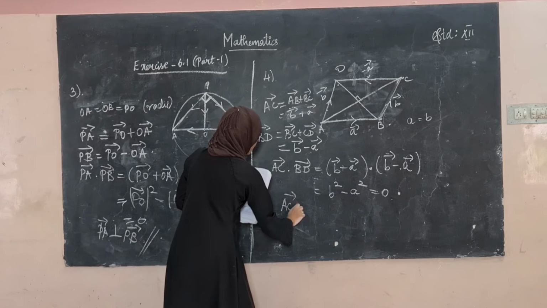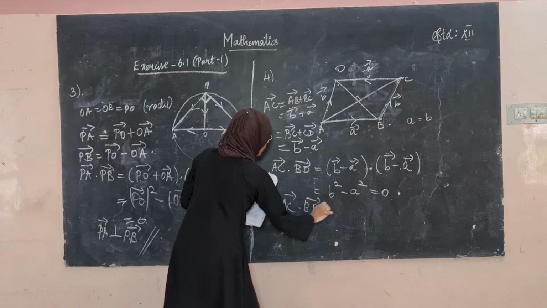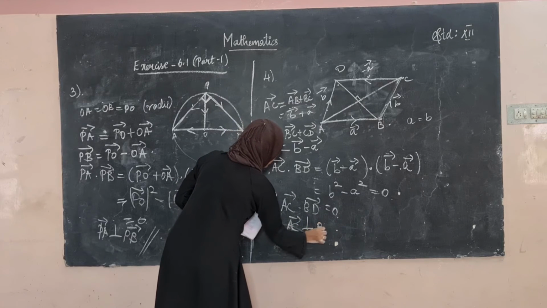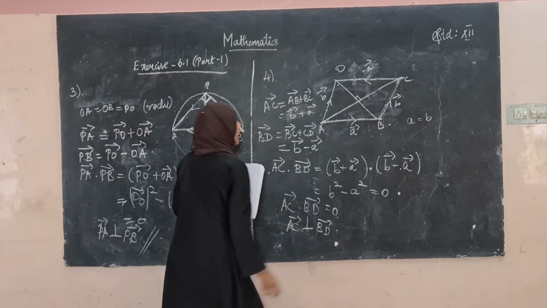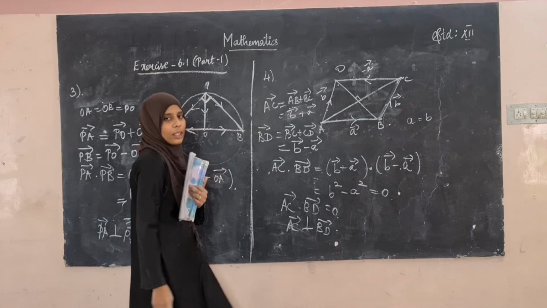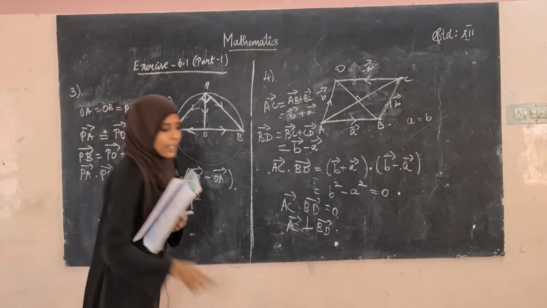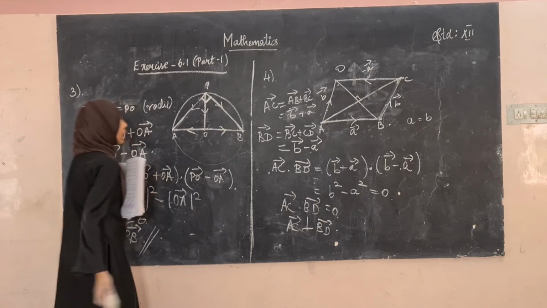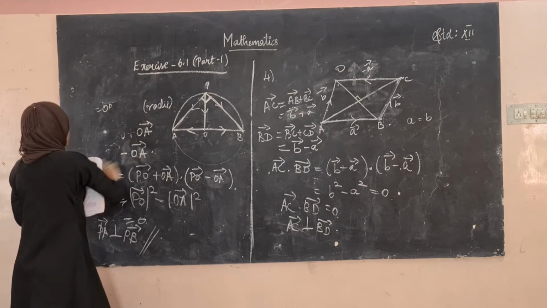Therefore, AC vector dot BD vector is equal to 0. So, what we get? AC vector is perpendicular to BD vector. Therefore, the diagonals intersect each other at right angle, at 90 degree. This is what they have asked us to prove. We have to write that in words. Okay. Now, let us see the fifth sum.